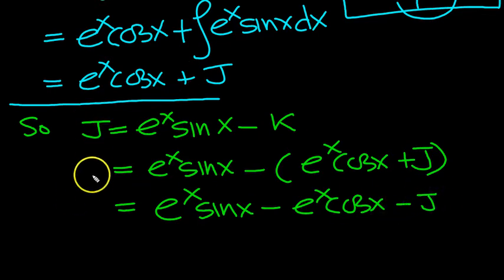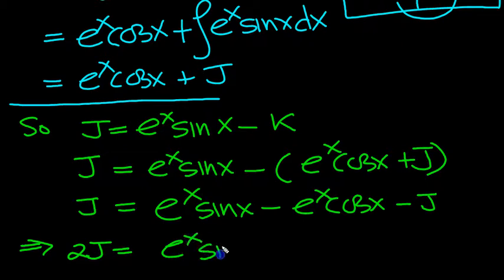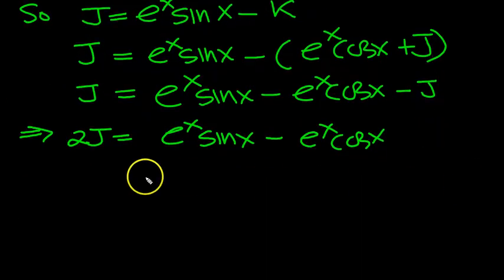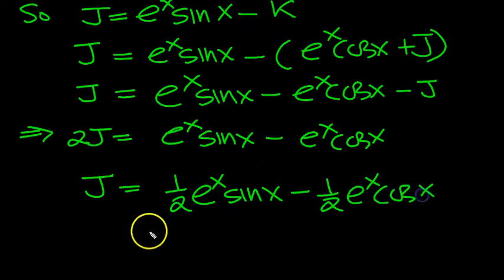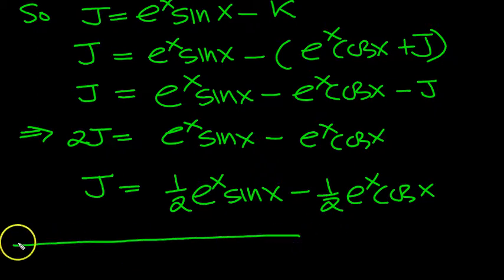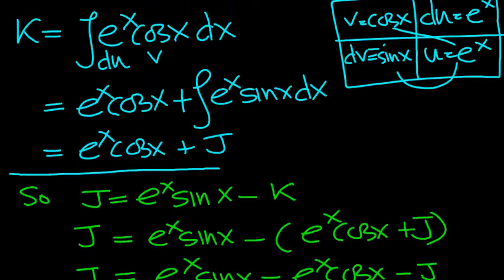And now move the J over to be with the other J that's here on this side. So that implies then that 2J equals e to the x sine x minus e to the x cos x, and then J at long last. So J will equal, divide by 2, a half e to the x sine x minus a half e to the x cos x. There we go. Draw a line across the page just to help us remember that we're on a sub-problem. So we know J now, don't we? So let's go back up to our original problem, have a little look at it, and then we can piece it all together, can't we?